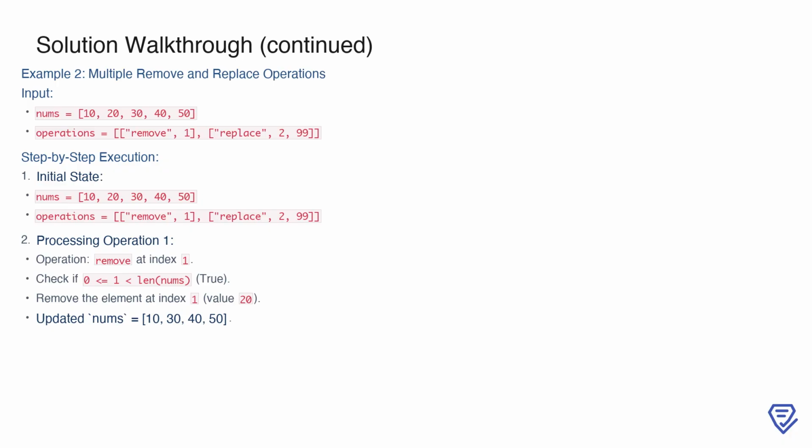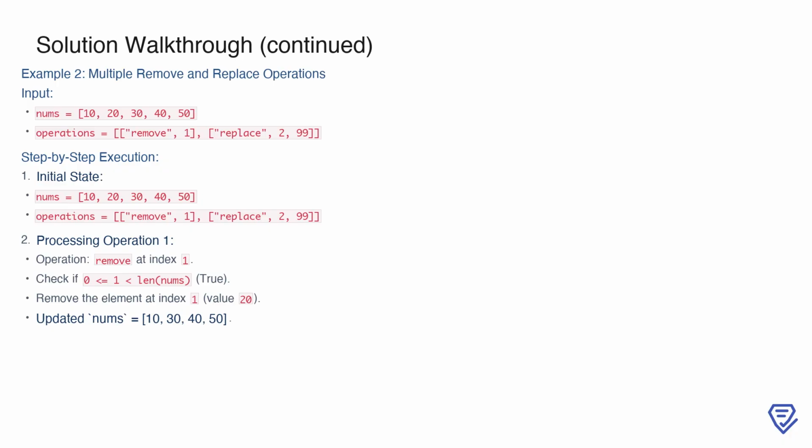Here, we are working with an array nums initialized as 10, 20, 30, 40, 50, and a sequence of two operations: remove at index 1 and replace at index 2 with the value 99. First, we review the initial state, which includes both the array and the operations to be performed. Then, we process the first operation.